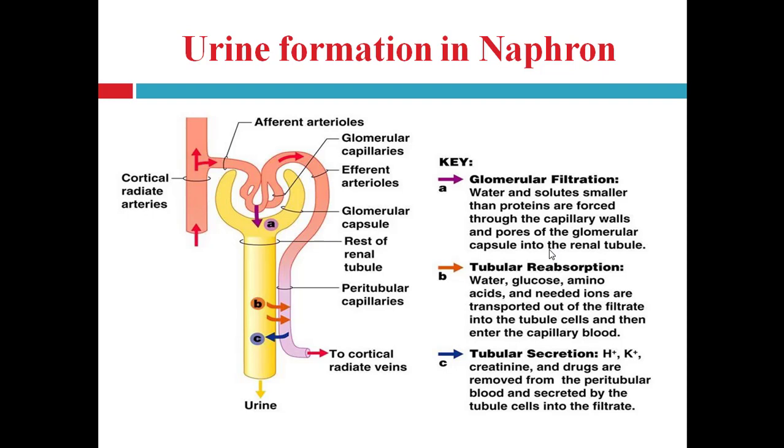Second one is tubular reabsorption, in which essential molecules which get filtered into the glomerular filtrate are reabsorbed into the capillaries, right. And the third step is tubular secretion. In this step, the molecules which are not filtered through Bowman capsule are secreted in the renal tubule into the urine filtrate, right, by the distal tubule or tubular cells. So these are the three main key steps of urine formation.